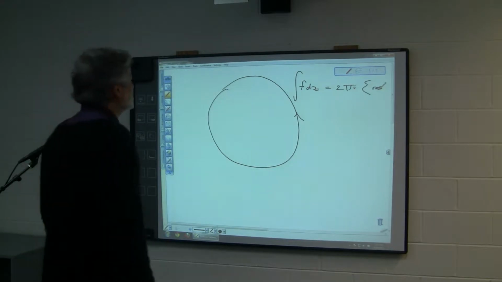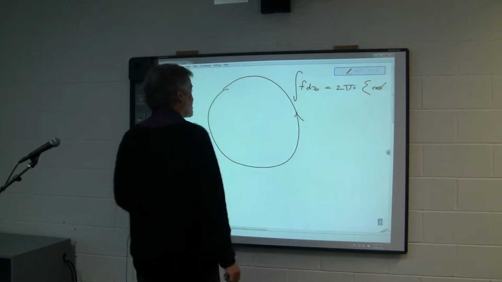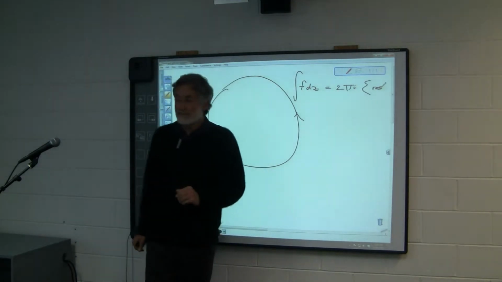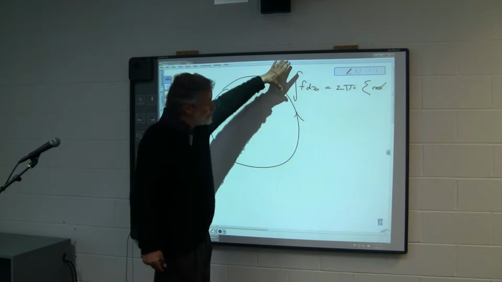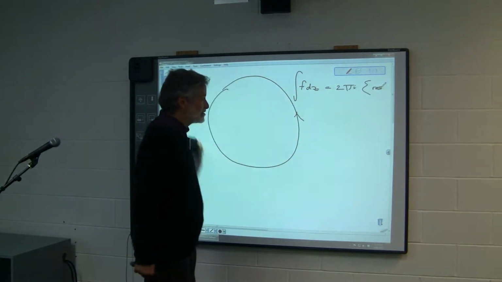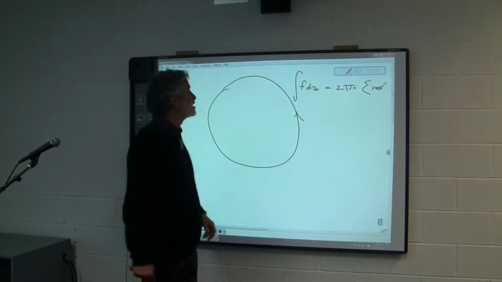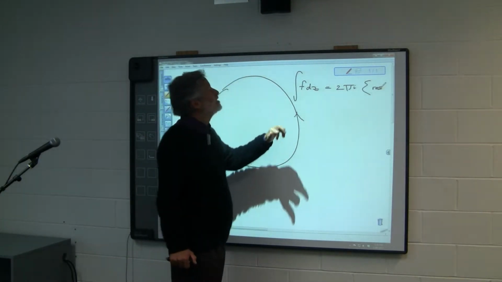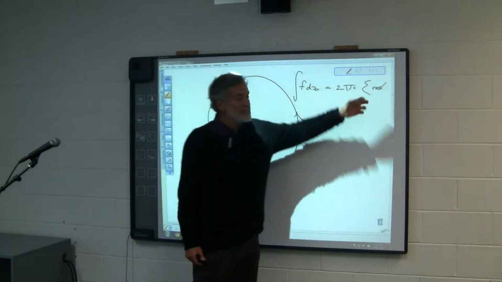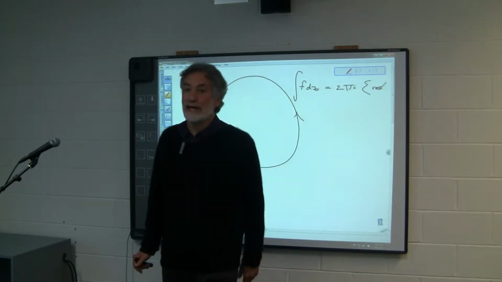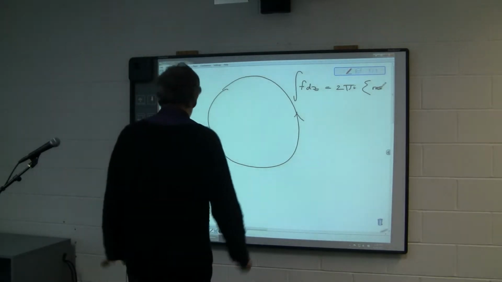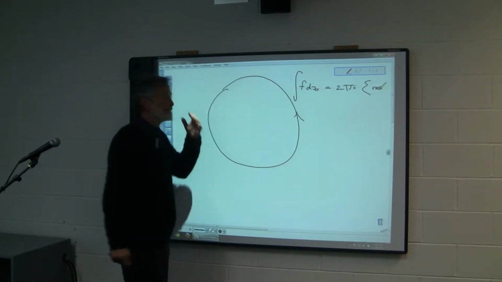One of the miracles of the subject is that nothing except the poles matters. And so this integral will be 0 if the function is actually holomorphic inside the domain. And otherwise, if the function has poles, then you sum the residues and multiply that by 2 pi i. So, okay, we learned this a long time ago.